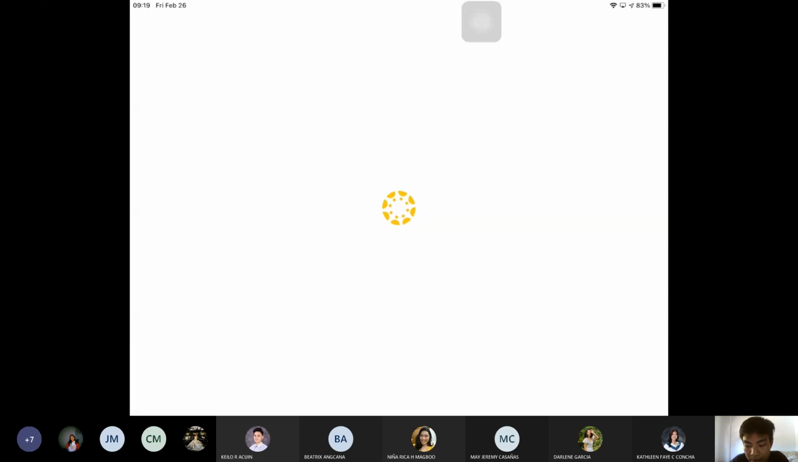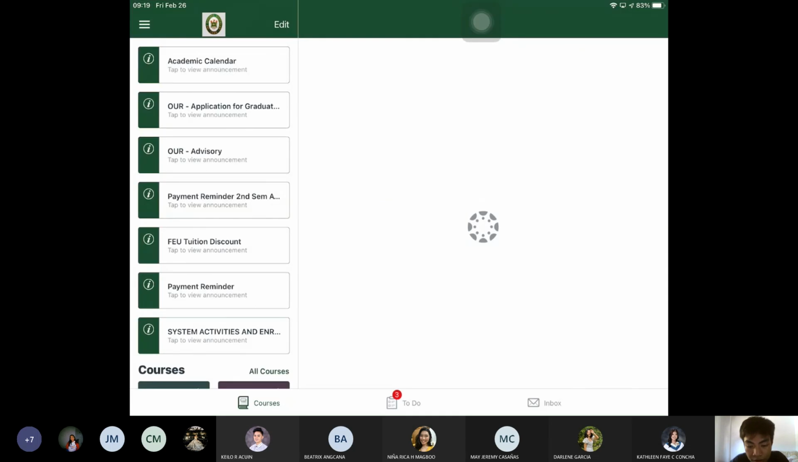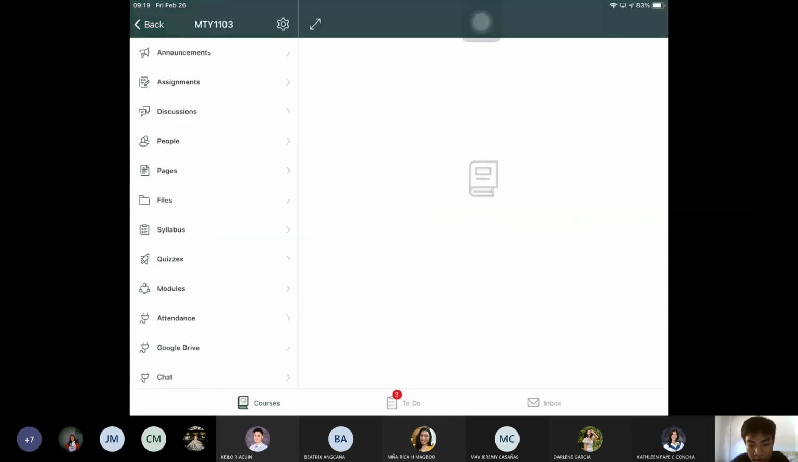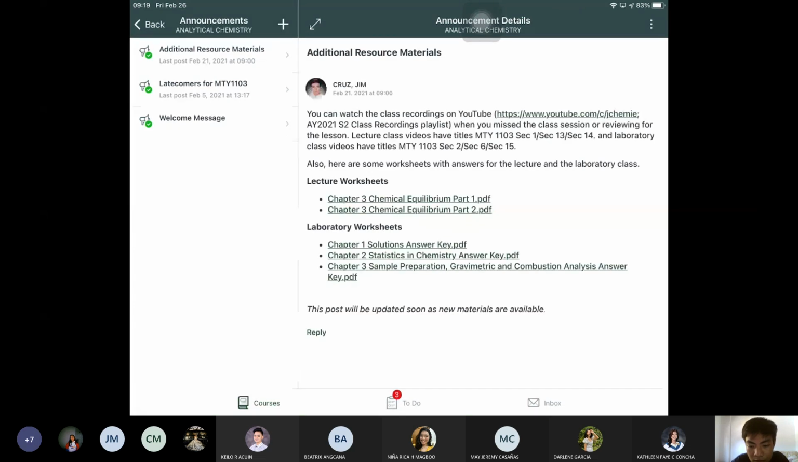So again, the worksheets are uploaded in your Canvas. Just go to announcements, go to additional resource materials, and then you have your worksheets here. If you want to take a look at the laboratory worksheets, then feel free to use them.